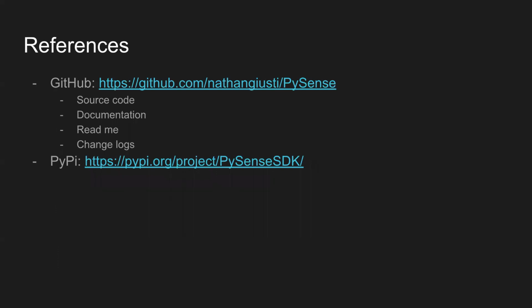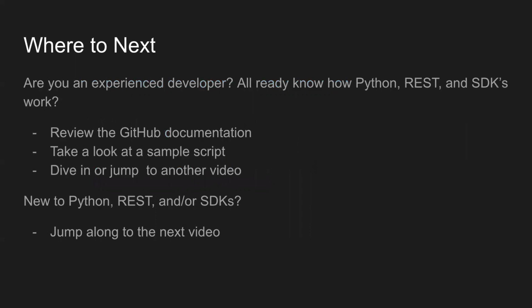This is where you can find some of the reference materials on PySense. There's the GitHub, which has the source code, the documentation, README, and change logs. And you can also jump to the PyPI repo, where you can see what the latest version is and how to install it in Python.